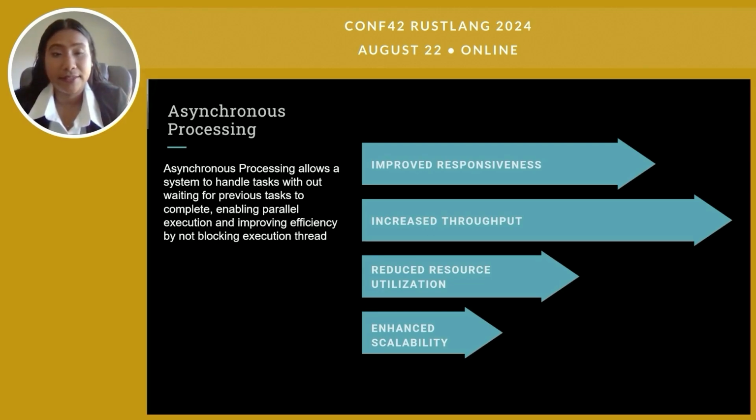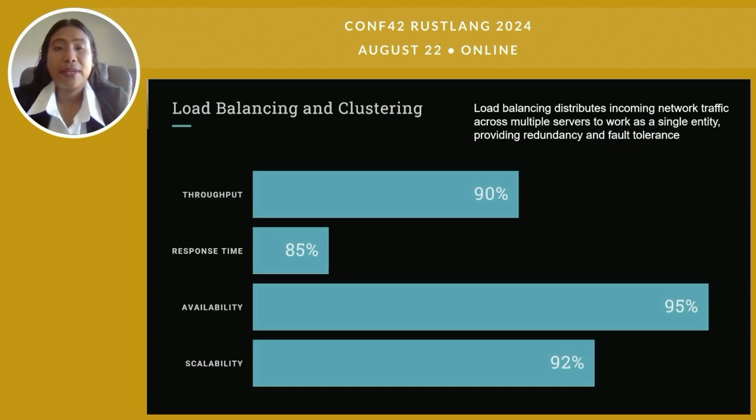and enhanced scalability. If we explain load balancing and clustering, that will distribute the incoming network traffic across multiple servers to work as a single entity, providing redundancy and fault tolerance. If we implement load balancing and clustering, we can improve throughput by 90%, response time by 85%, availability by 95%, and scalability by 92%.